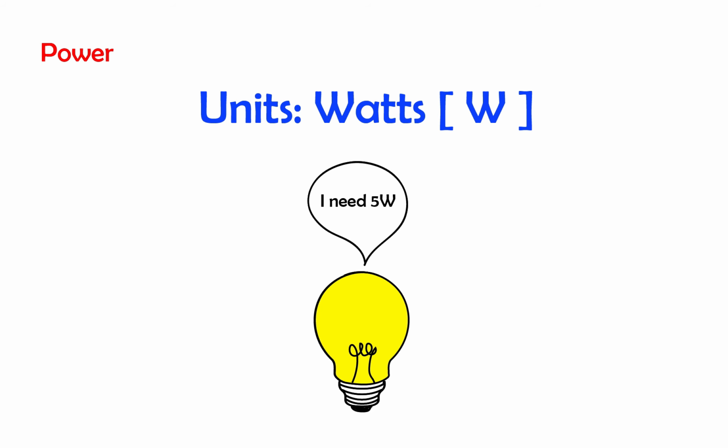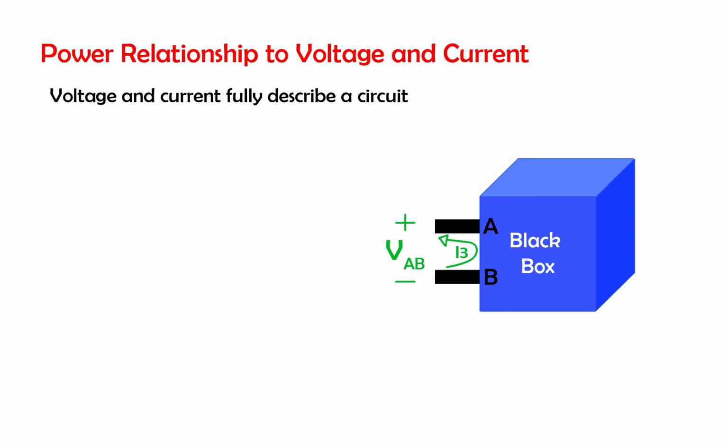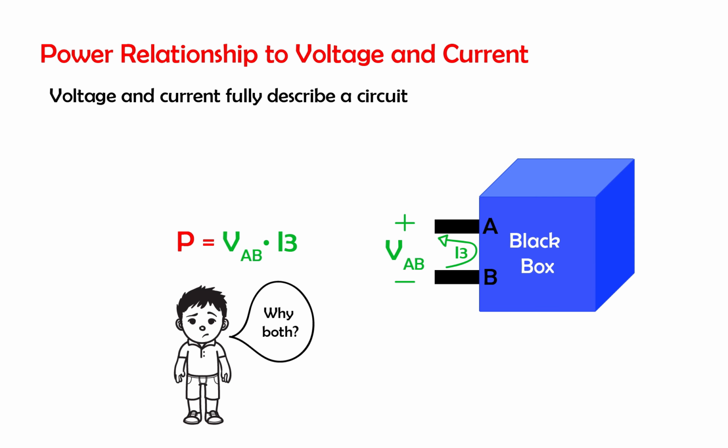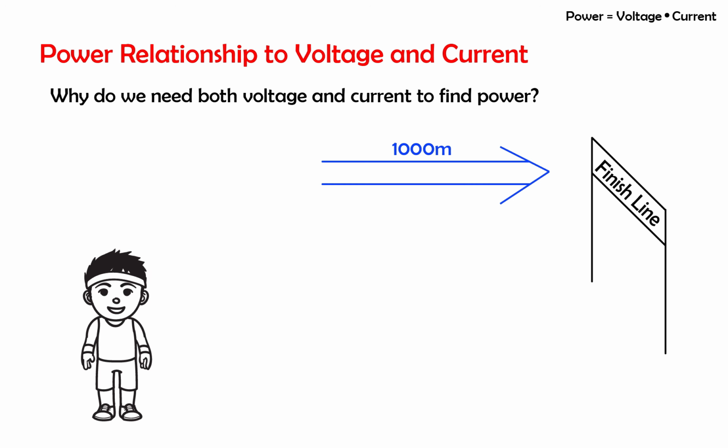Let's look at how power relates to the two fundamental parameters of electric circuits, voltage and current. We said that a circuit is fully described by the voltage across its terminals and the current flowing through it. By this logic, power, a characteristic of a component, must also be described in terms of voltage and current. Power is the result of the multiplication of the voltage across a component and the current flowing through it. It may not be easy to see why we need both to describe the power sourced or consumed by a component. Let's think about a sprinter who needs to run 1,000 meters to win a race. There's two characteristics that will determine the performance of the sprinter.